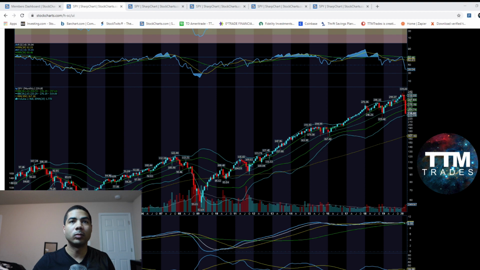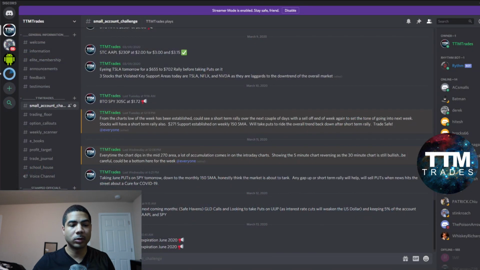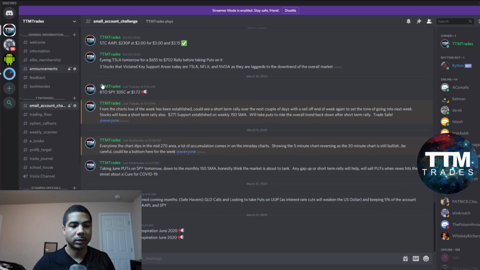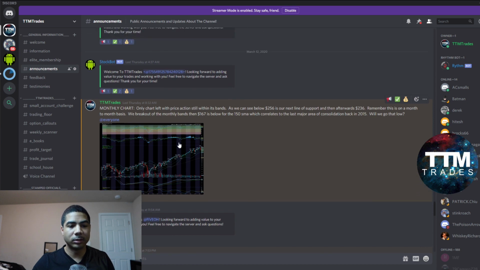All right, so one thing we were talking about in the Discord, made back on the announcements last Thursday, we said the only chart left for price action still within its bands, as we can see below, monthly chart, 256 is our next line of support, and then afterwards 236, right? Remember, this is on a month-to-month basis.